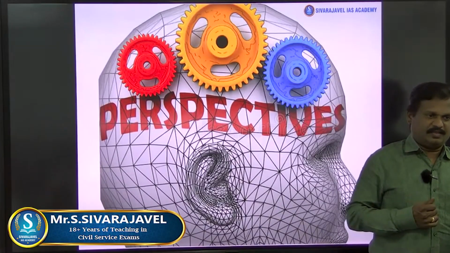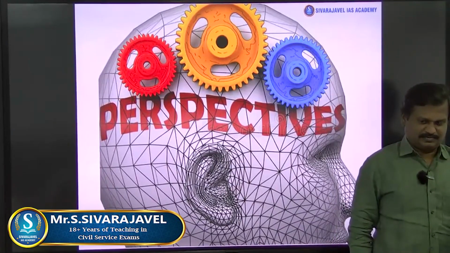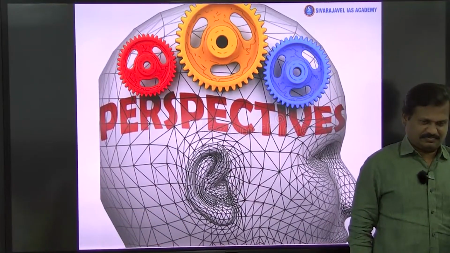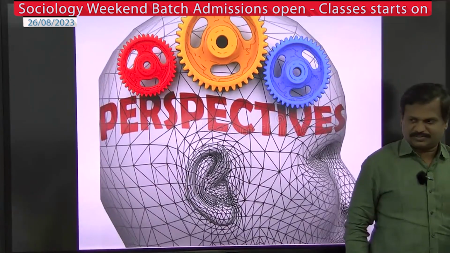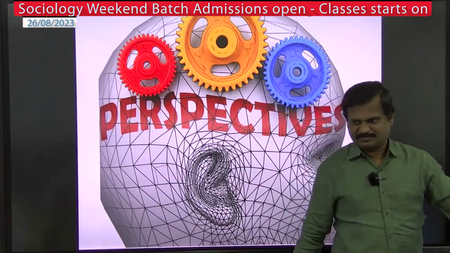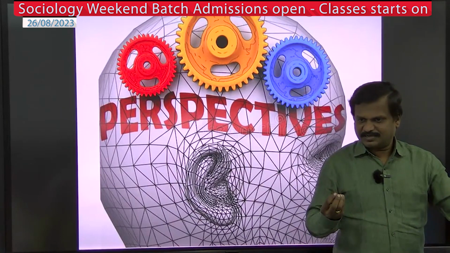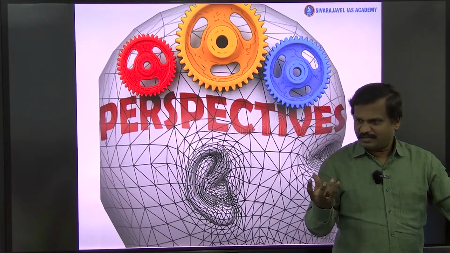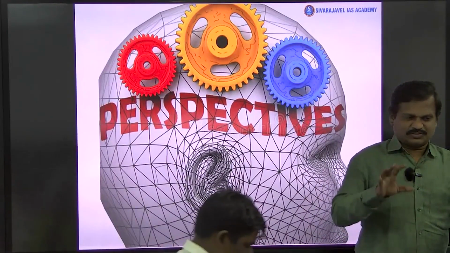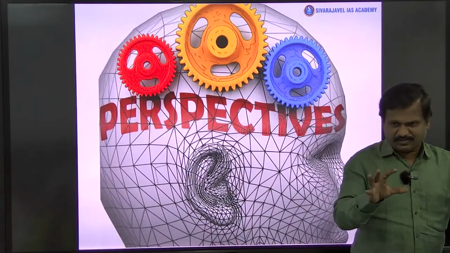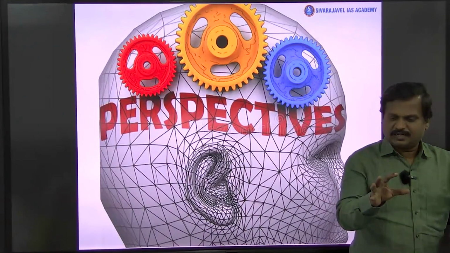Sociology is a product of what? Somebody is asking you, what is sociology? Sociology is the study of society, right? What is society? Society is a web of social relationships. So society is a collection of individuals. But what is more important for society is relationship.